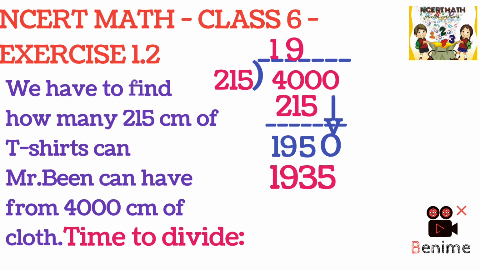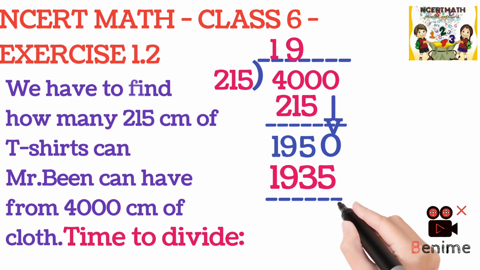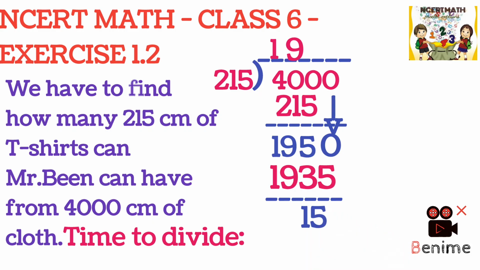So we can't divide 195 by 215. So we have to take that 0 down, right? So it will become 1950. So 9 into 215 is 1935. Now do the subtraction. In the ones position, 0 and 5. 0 minus 5 we can't, so we have to borrow from the tens position. 5, strike out 4. So 10 minus 5 is 5, 4 minus 3 is 1. In the hundreds and thousands positions, the values will be 0 for the answer. And now the remainder is 15.